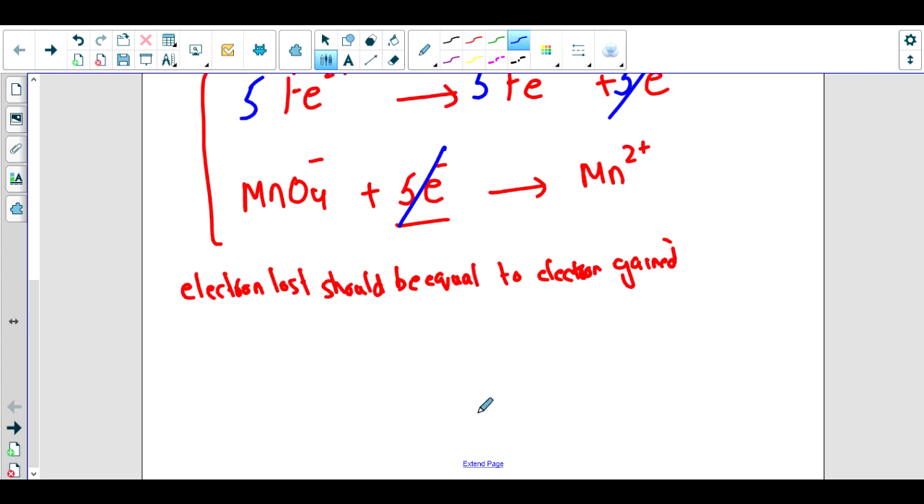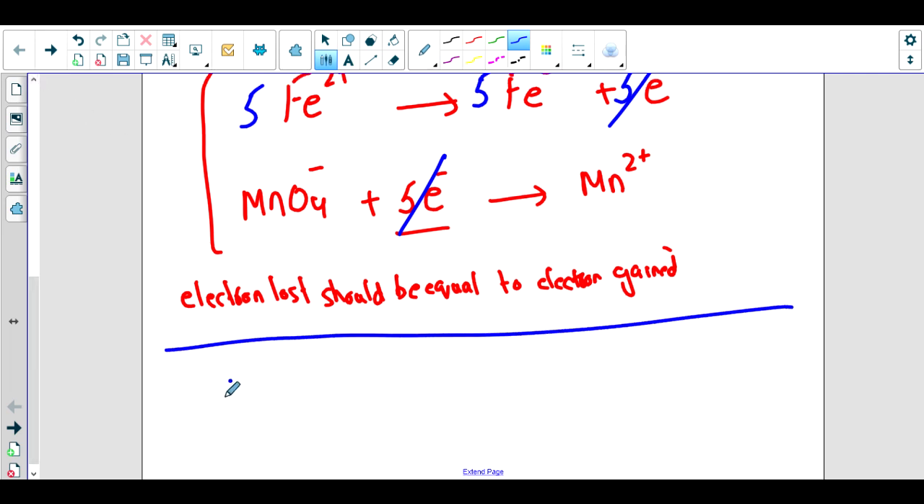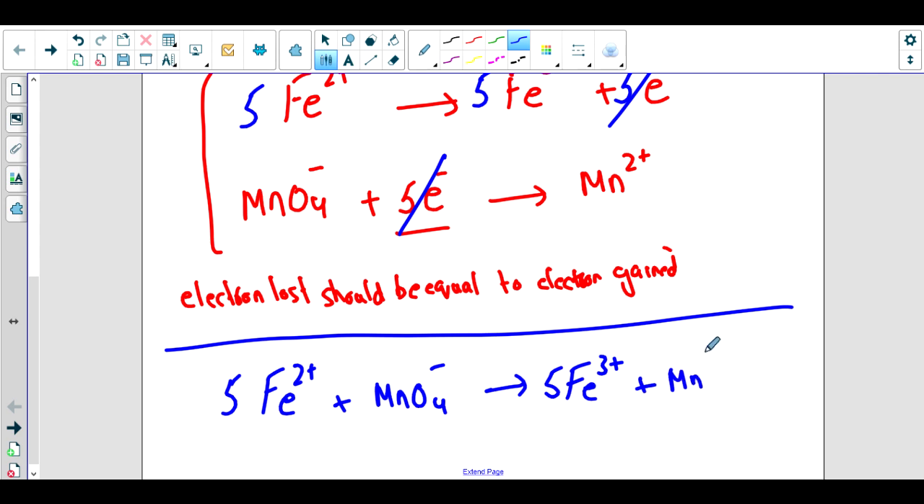Now we can write the remaining equation. We have 5 Fe2+ plus MnO4-. It gives me 5 Fe3+ plus Mn2+. Half of the question is done.